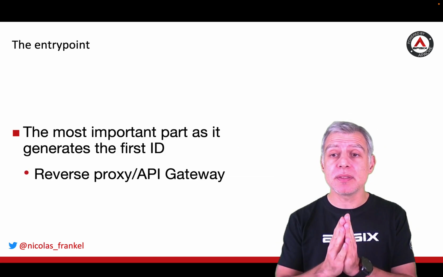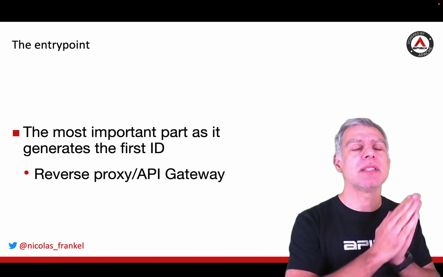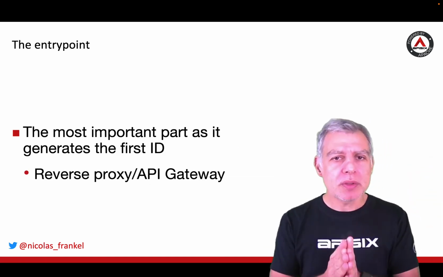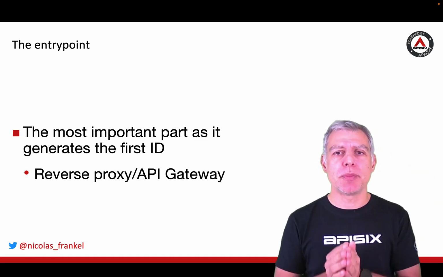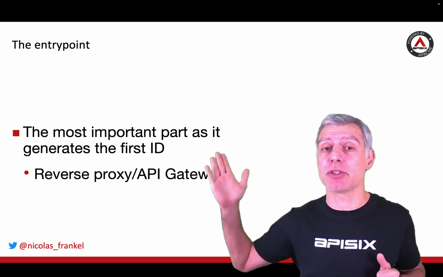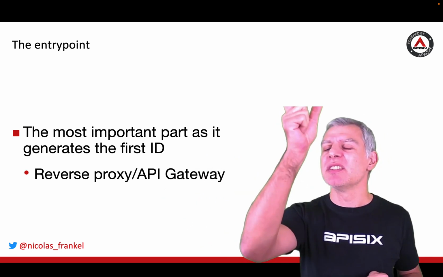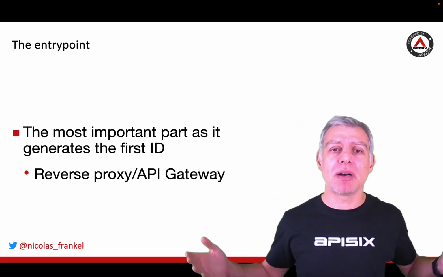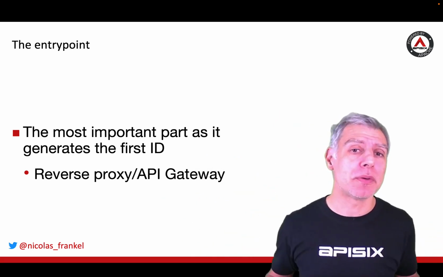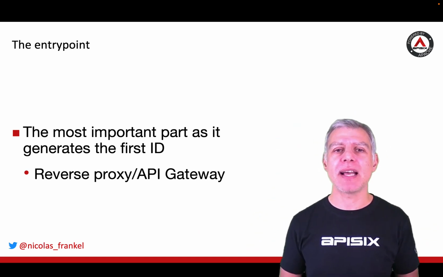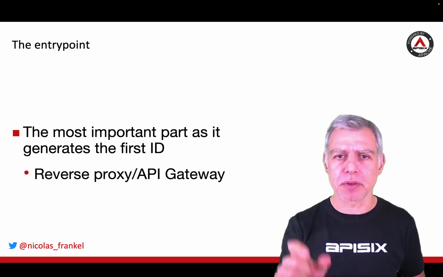So the entry point is actually the reverse proxy API gateway. Most information systems have such an entry point. You probably never expose your application directly over the internet. You have something in between because, well, you want to protect your information system from illegal access. So that's the most important part.